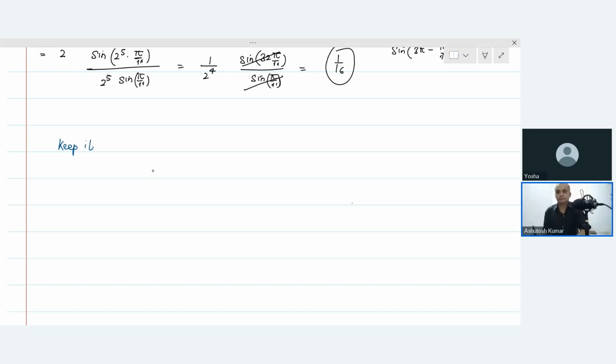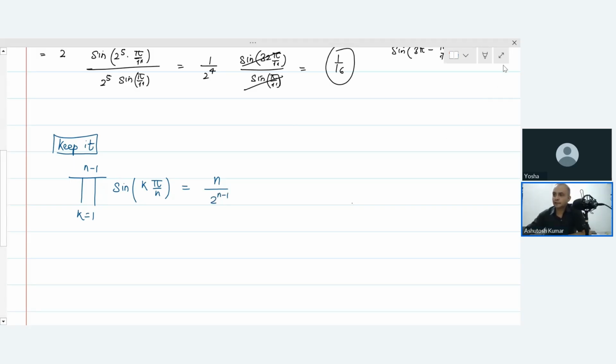Suppose you have the product, and when I'm writing pi, it means the product, where a goes from 1 to n minus 1, and then the sine has a pi by n. So what is the first term you get here? Pi by n, then 2 pi by n, then 3 pi by n, and so on. So that product will give you n by 2 to the power n minus 1.